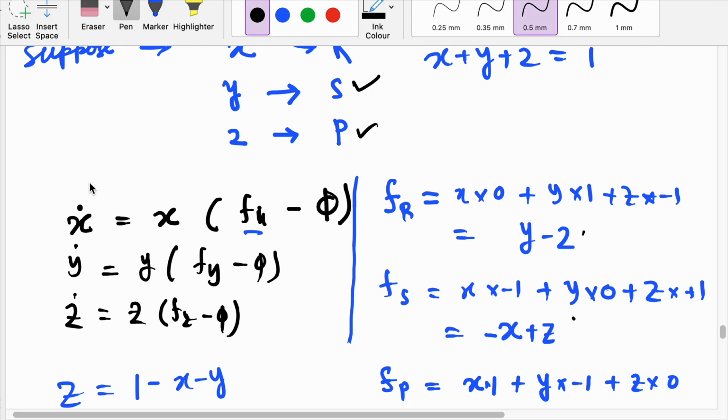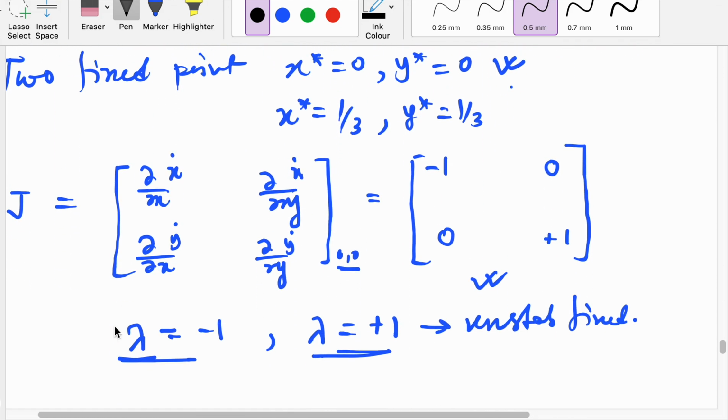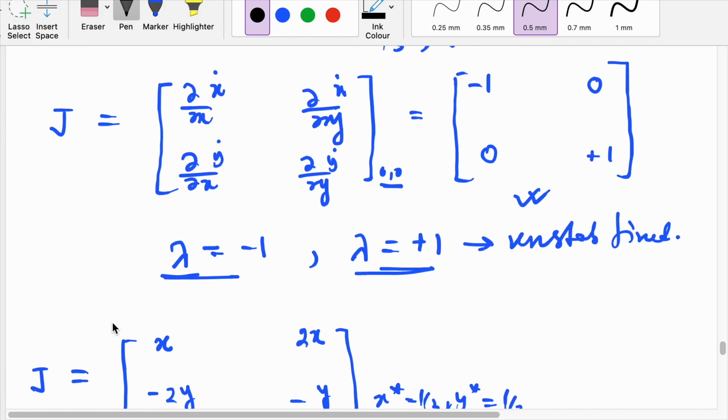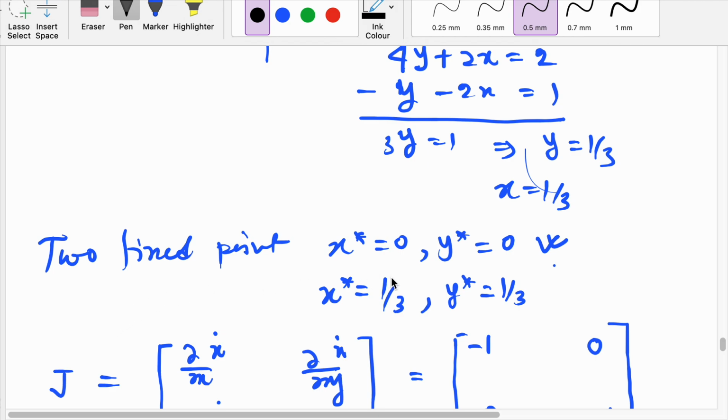That means the change of frequency should depend on the fitness of that individual minus the average fitness. And if we analyze these equations through linear stability analysis, we will find that there will be no stable equilibrium, or there will be only one fixed point which is neutrally stable, or rather there will be an internal fixed point corresponding to x star equal to one third and y star equal to one third.